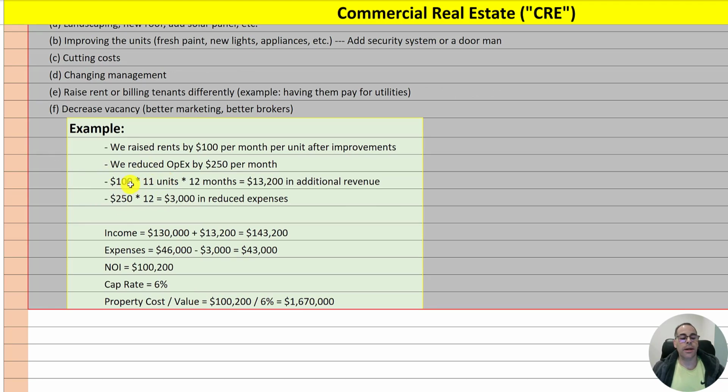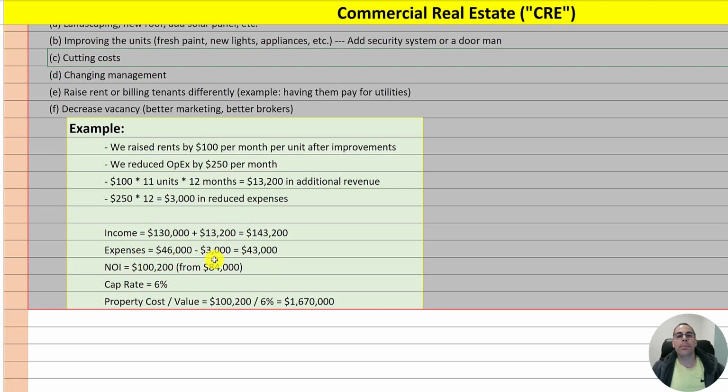$100 each month of extra rent times 11 units times 12 months. So for the whole year, it's $13,200 in additional revenue. The new management company is much more efficient. The old company had 4 employees. The new one only 2, and they get the whole job done. So they charge $250 less each month. So we reduce expenses by $3K. So our income went from $130K to $143,200. Our expenses went from $46K to $43K. Now our NOI went up to $100,200. Before all these improvements, it was $84,000.